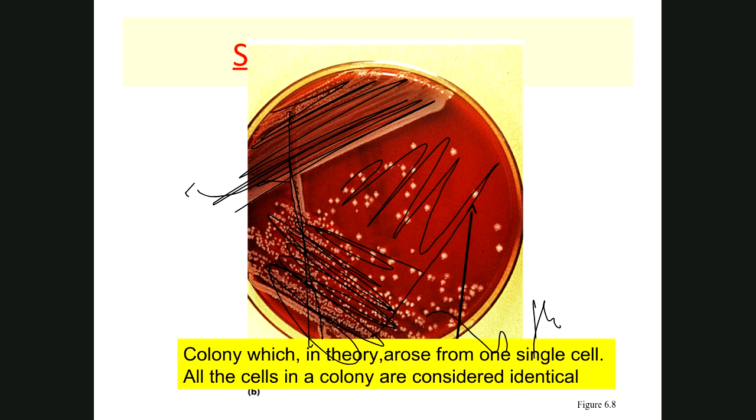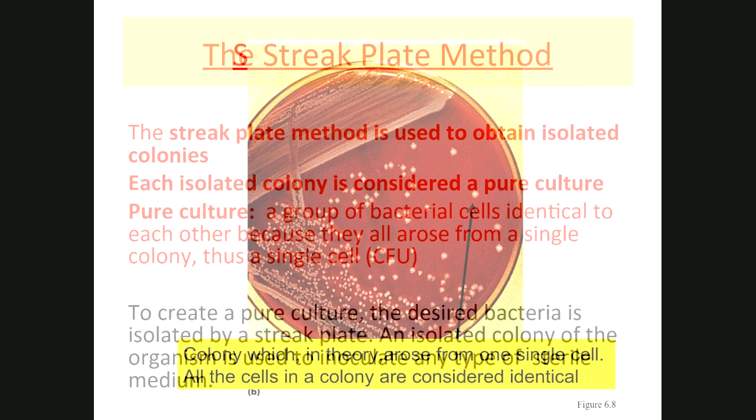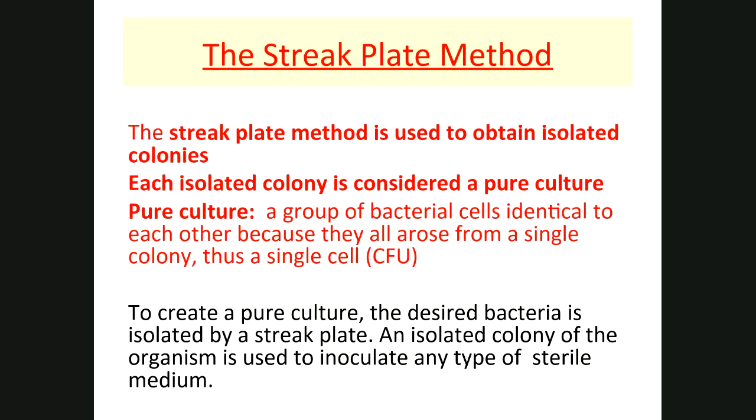We tell students to take the plate and divide the bottom into fourths, label them 1, 2, 3, 4, and then begin with the first quadrant. Then flame, go to the second quadrant, flame, go to the third quadrant, and then flame and go to the fourth quadrant. You almost want to have the fourth quadrant be the bigger one if you can. That way you have more room to spread. Okay, so the purpose of the technique is to obtain isolated colonies. That's basically it.